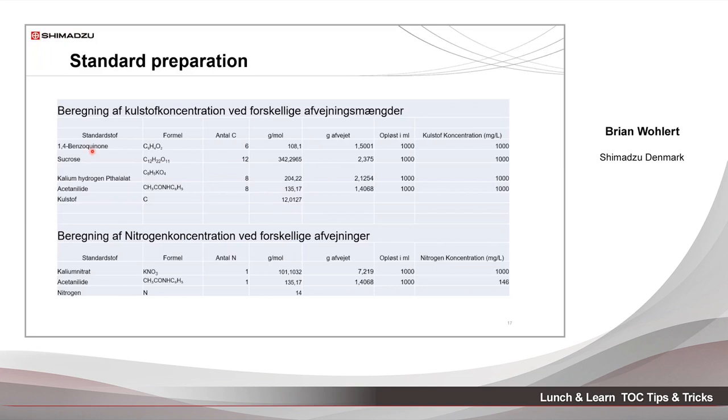The most commonly used calibration and control substances are carbenzoquinone, sucrose, and potassium hydrogen phthalate, or KHP. What I also see is these substances here. This is very often used by customers who have samples from the sea, so high salt content samples. And this is also a suitable substance because it also contains nitrogen. So you can use the same substance for calibration of your carbon detector and your nitrogen detector.